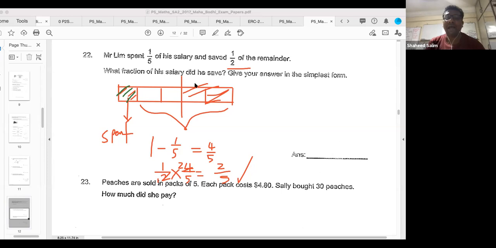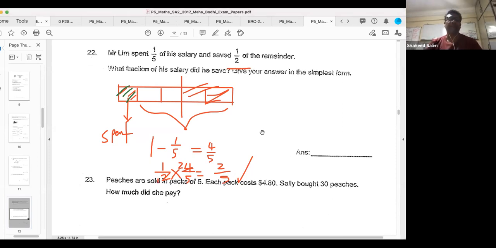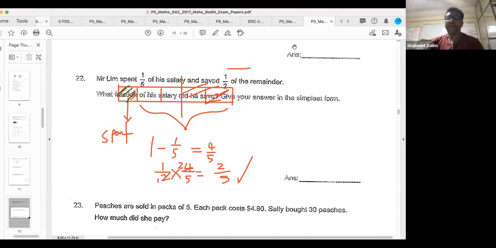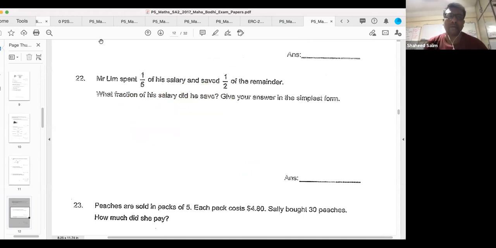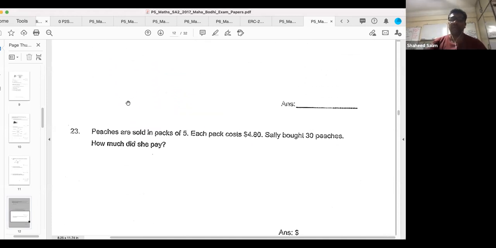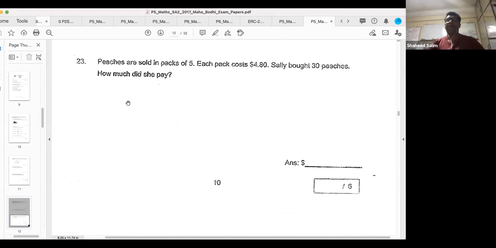So how much is half of 4? 2 squares. So how much did he save? 2/5. 1, 2 out of 5. Same thing also. Okay, I hope you get it. It's the same thing. So long as you understand, you can show either one of the workings. Is okay. All right, let's try the next one now.